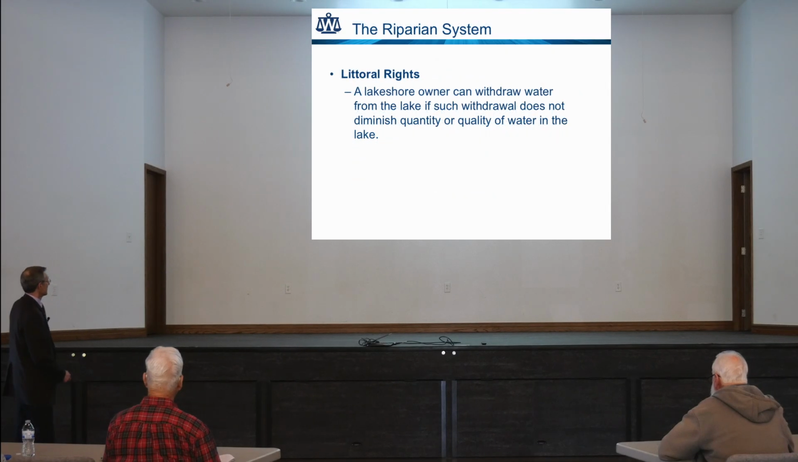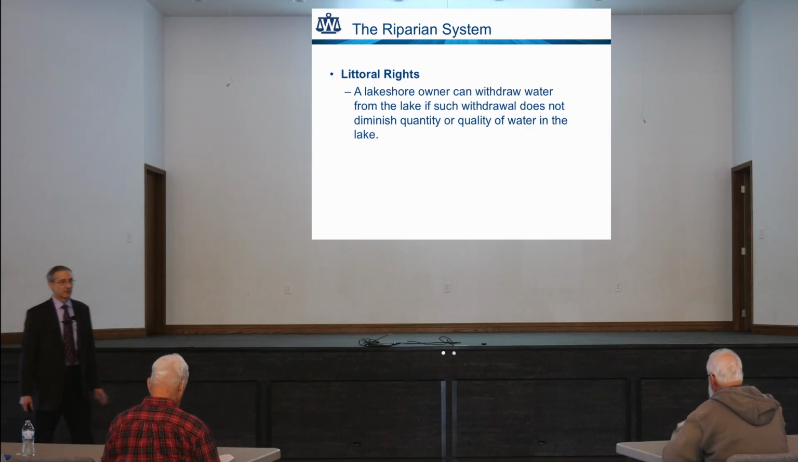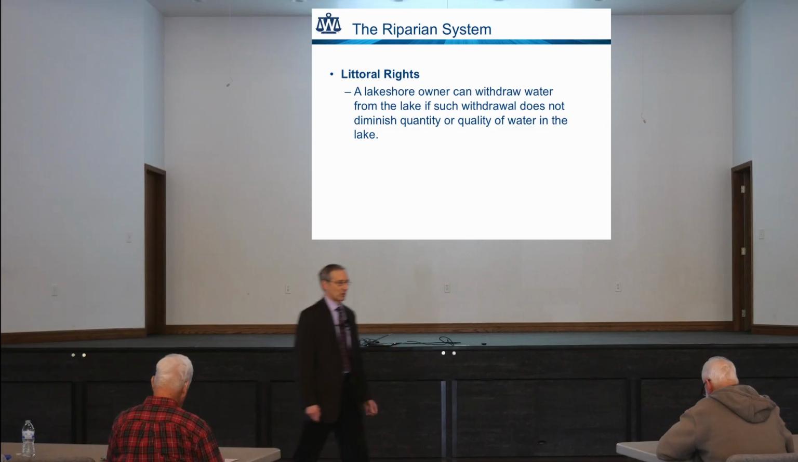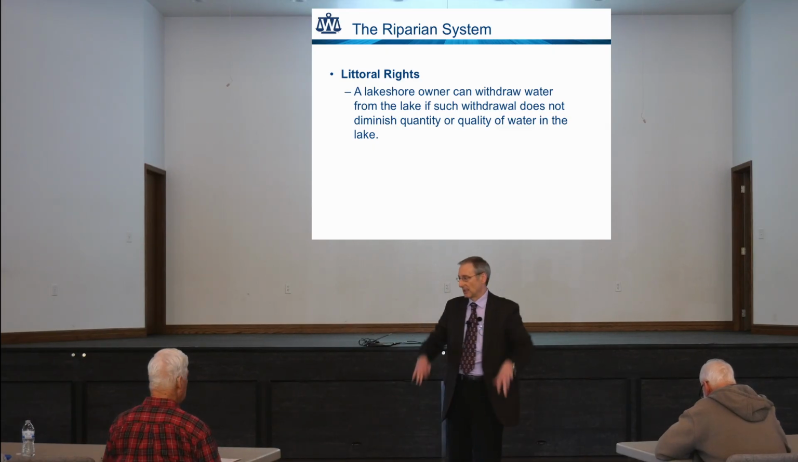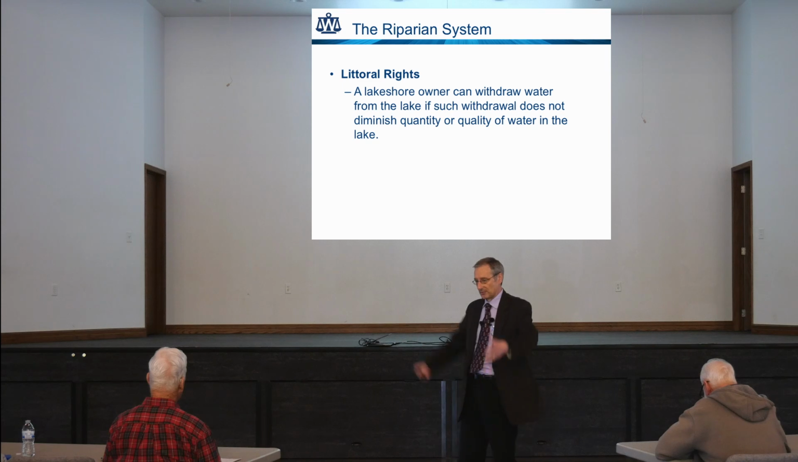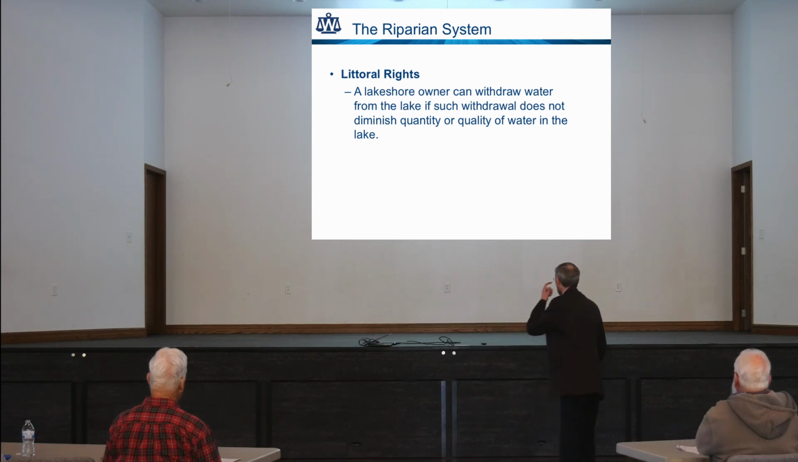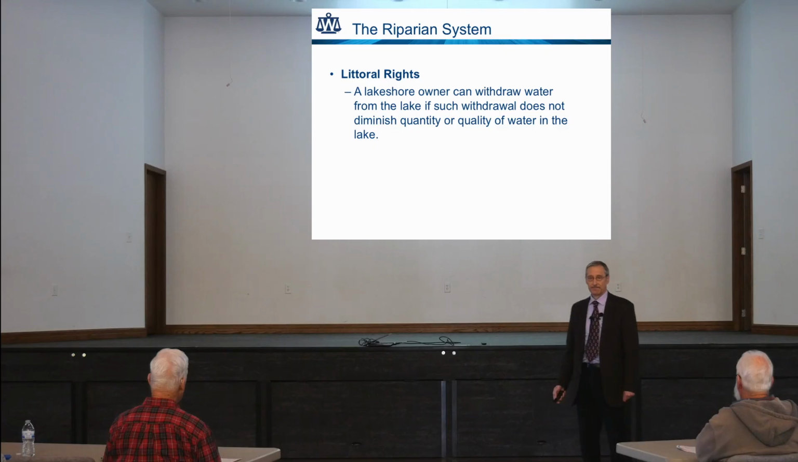Then there's something known as littoral rights. This is the same thing as a riparian right, but the term is littoral when I own land adjacent to a lake, not a stream that flows by, but a body of water. So this rule says a lakeshore owner can withdraw water from the lake if such withdrawal does not diminish the quantity or quality of the water in the lake.